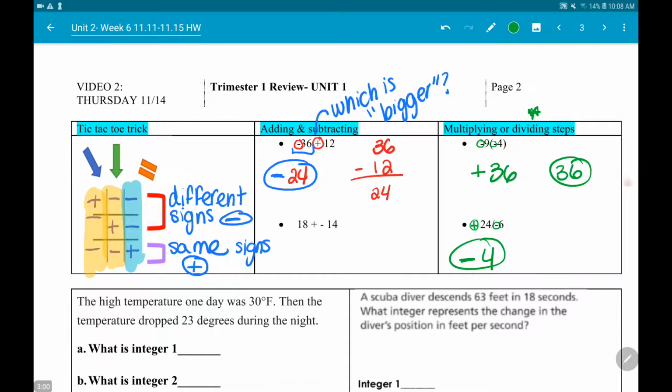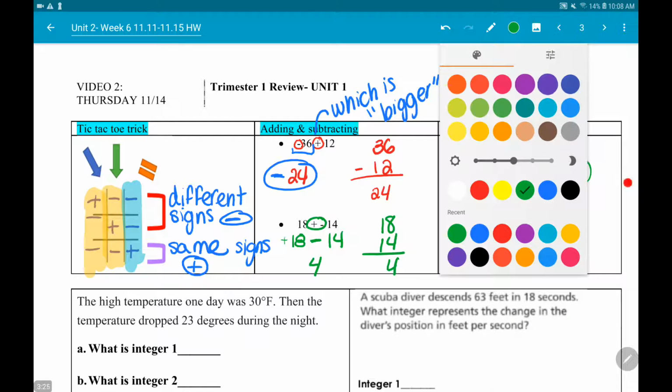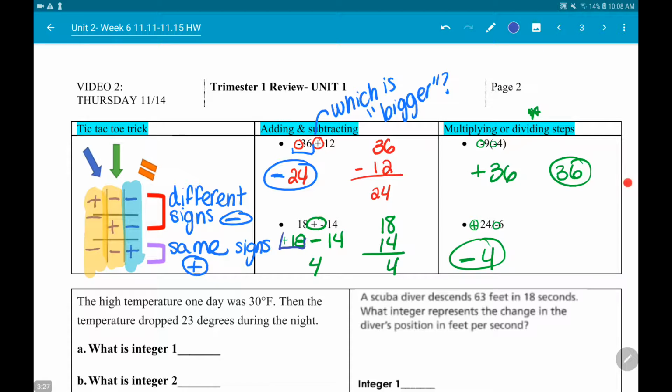All right, another way this works with addition and subtraction is if I have double signs in the middle. So I see that those are different signs, so I need to change it to a minus or a negative. And now I have a positive 18 take away 14. That is just subtraction. And that gets me 4. All right, which one was bigger? The 18 is bigger, so it stays a positive 4.